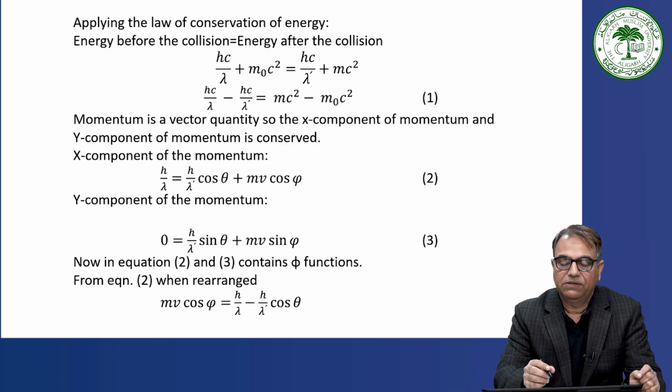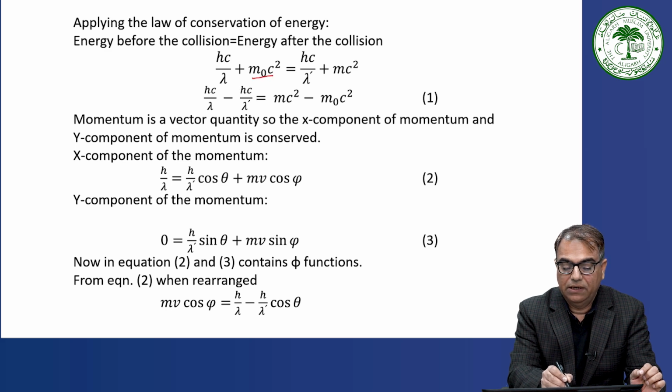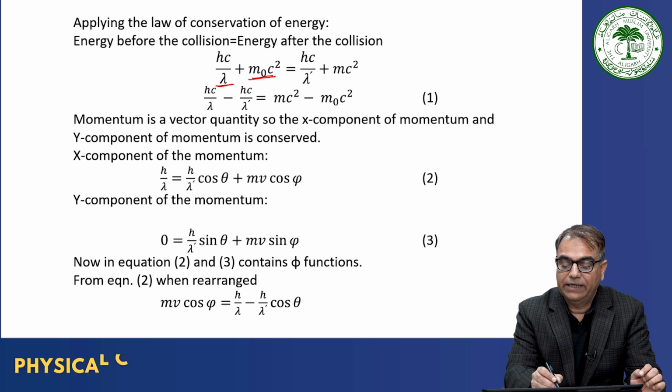Applying the law of conservation of energy, energy before the collision is equal to energy after the collision. So hc divided by lambda plus m naught c squared. You see, m naught c squared is the energy of the electron at rest, and hc divided by lambda is the energy of the photon before the collision. After the collision, the energy of the photon becomes hc divided by lambda prime, and you have m c squared for the electron energy.